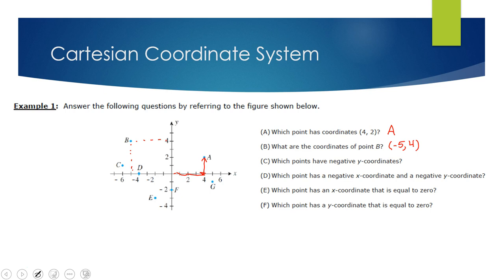Which points have negative y-coordinates? Well, negative y-coordinates are anything below the x-axis. Notice we're using the x-axis as a frame of reference for that, and sometimes that's going to happen. You have to be sure that if it's below the x-axis, it's going to have negative y values. The x values could be anything. So it looks as though E, F, and G would be the ones there.